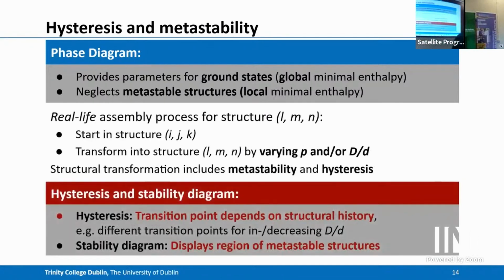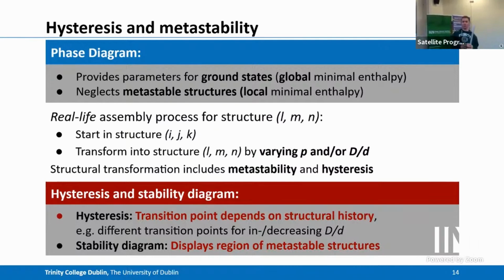But if you think about a real life experiment, if you want to compare your theory or your simulation to a real life experiment, the real life experiment would run a bit differently. It would be very unlikely that you directly run into a ground state structure. You would probably end up in a metastable structure, and this could be, for instance, a 3-to-1 structure. And then you start changing one of these parameters like the pressure or the diameter ratio, and then you can transform the structure into a different structure.